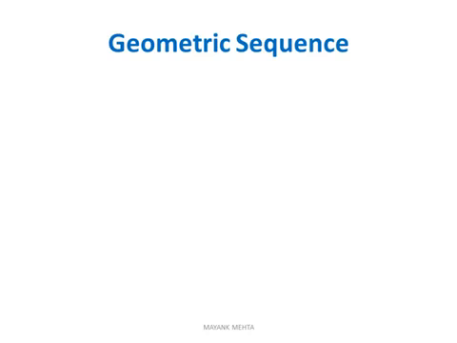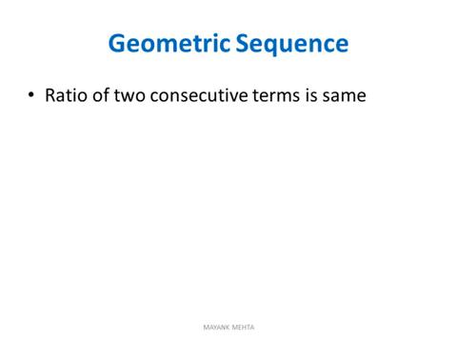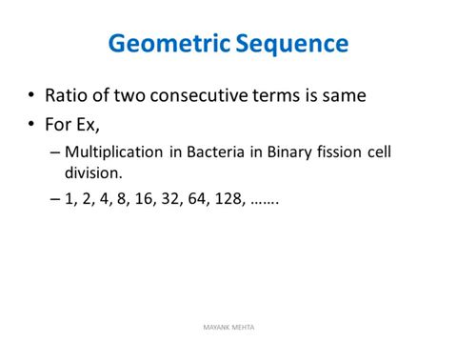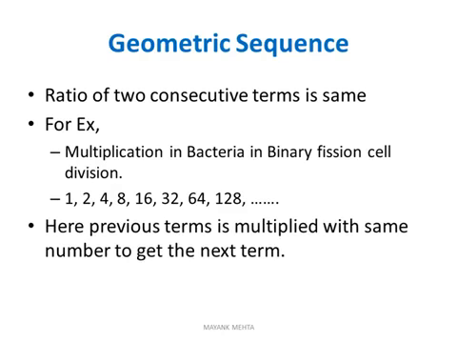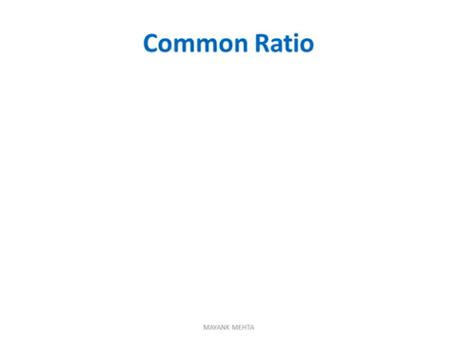So what is a geometric sequence? The ratio of two consecutive terms is the same. Remember, in arithmetic sequence the difference was the same, while in geometric sequence the ratio is the same. For example, multiplication of bacteria by binary fission: bacterial cell 1, then double 2, then double 4, then 8, then 16, then 32, then 64. This is the basic common example of GP. Here the previous term is multiplied with the same number to get the next term. That ratio is known as the common ratio.